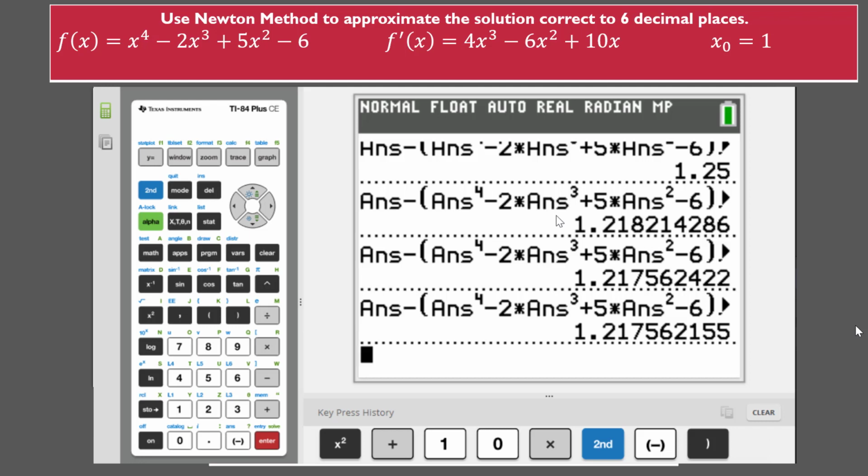If we compare the third approximation and the fourth approximation, we see we have only 2 numbers after the decimal are repeated. So it's correct to only 2 decimal places. But we want to have the solution that is correct up to 6 decimal places. So we have to continue the iteration by continue hitting enter until we see there are 6 digits after decimal are repeated. So the answer here is 1.217562. So that's how we use Newton iteration on calculator TI-84.